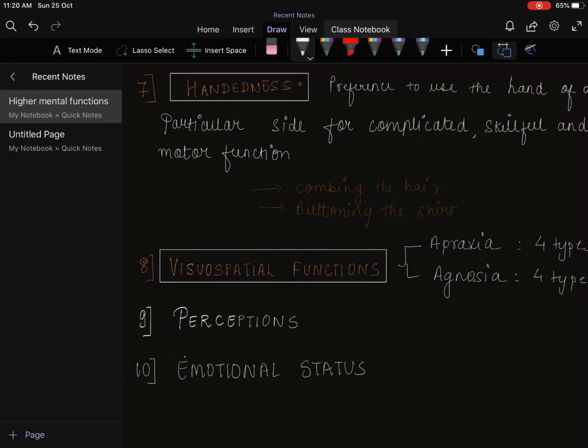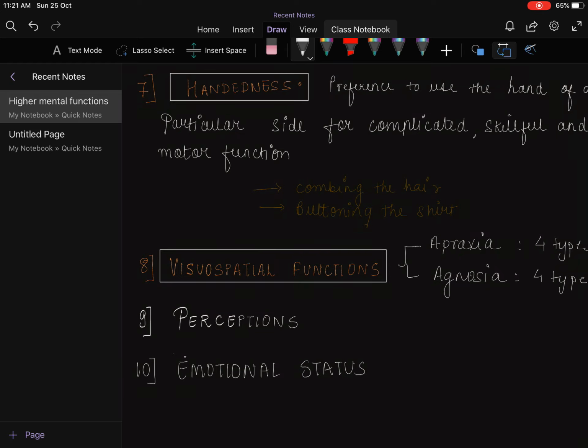The second one is perception. Perception is nothing but you need to know the definitions of delusion, hallucination, illusion, and obsession. Delusions are false beliefs which still continue despite giving proof against them. Hallucination is a false impression which is referred to the organs of special senses. Illusion is misinterpretation of stimuli, and obsessions are recurrent and persistent thoughts which intrude into the patient's mind.